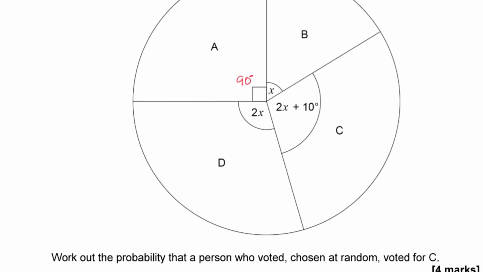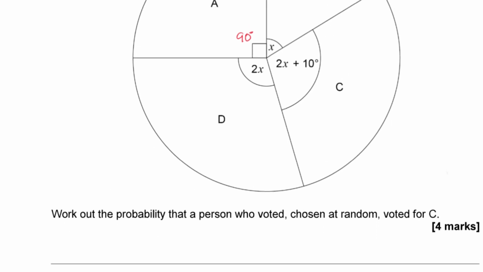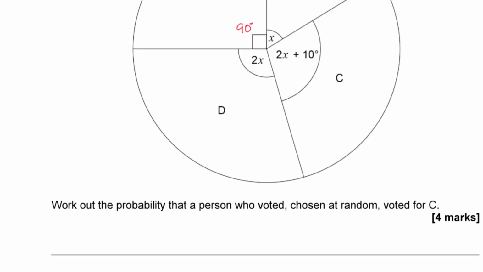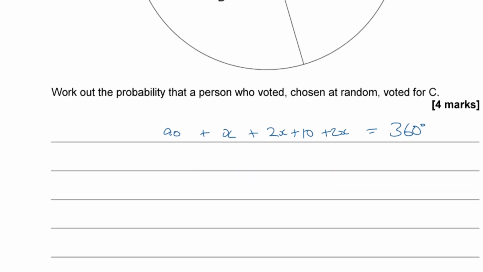And the other 3 are algebraic. So I think the first thing we need to do really here is work out what x is. So we know that those 3 angles there must add up to 360. So let's form a linear equation in x that we can solve. So our 4 angles, which are 90 plus our x plus the 2x plus 10 plus the 2x, that's got to add up to 360 degrees because there are 360 degrees in the circle.